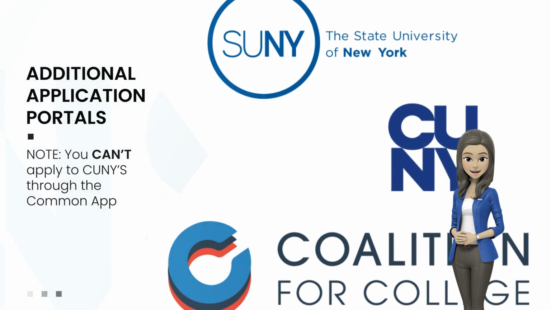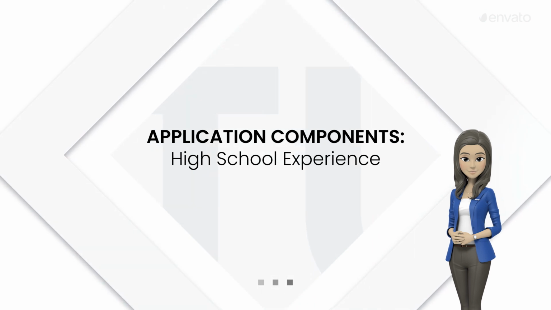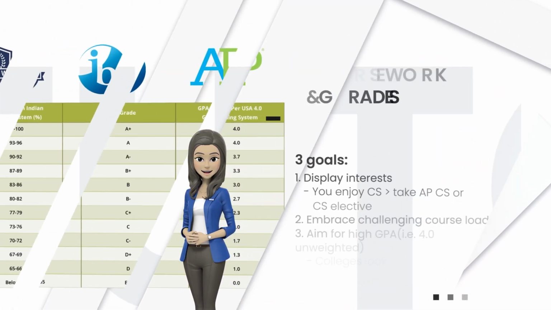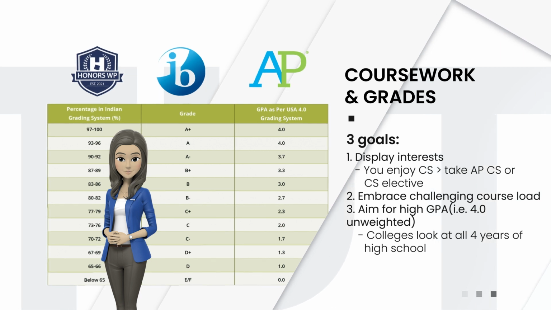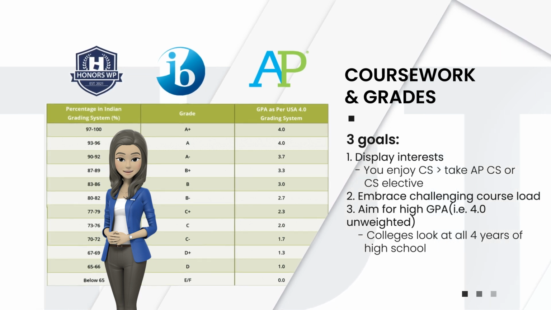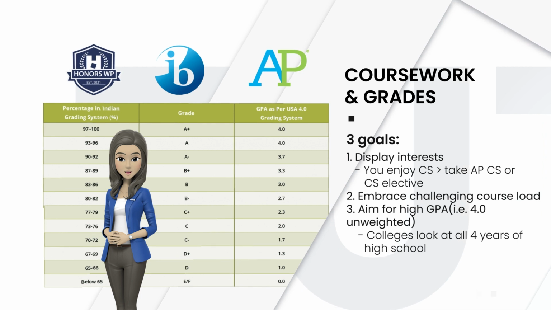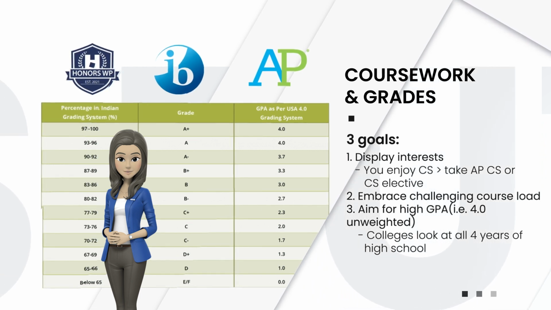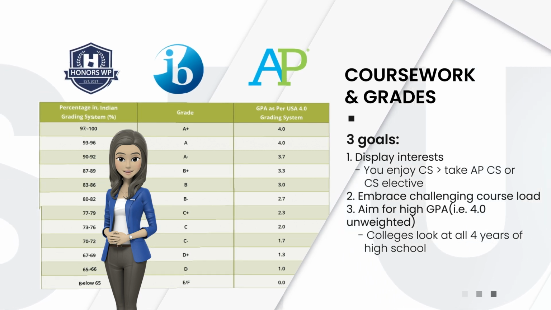So, application components: the high school experience. First, obviously, is coursework and grades. There are three main goals you want to display to any college admission officer. One, display your interest through your coursework. For example, if you enjoy CS, try to take as many CS courses as are offered at your school and try to make it as challenging as possible, such as APCS or very unique niche CS electives or engineering electives. And embrace that challenging course load.